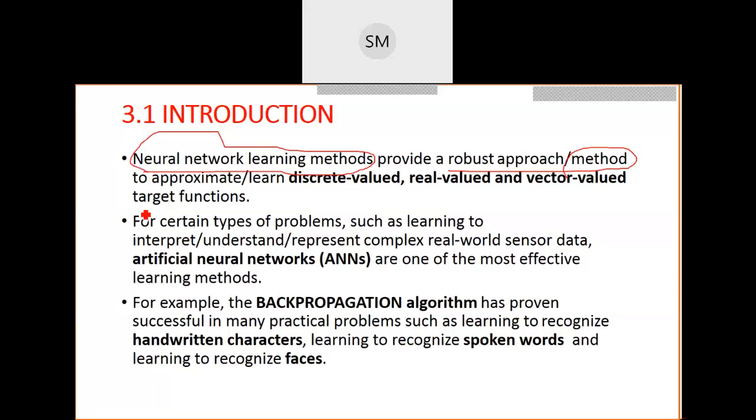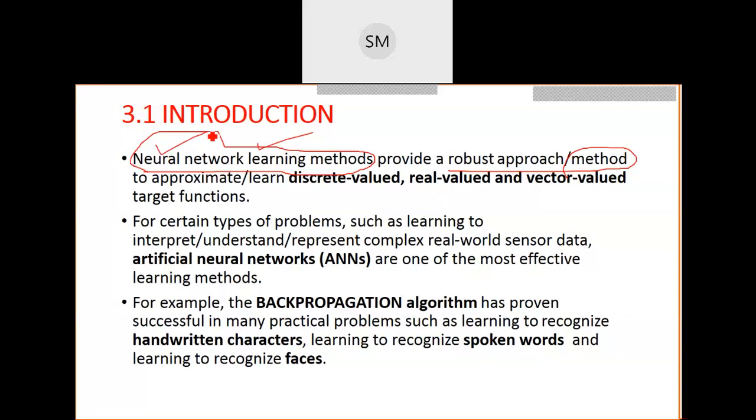Neural network learning means what? We are going to learn something with the help of a neural network. So we can call it, first you develop the learning. In decision tree learning, what do we say? Learning is nothing but constructing the decision tree. Similarly here, first we should construct or develop the network.